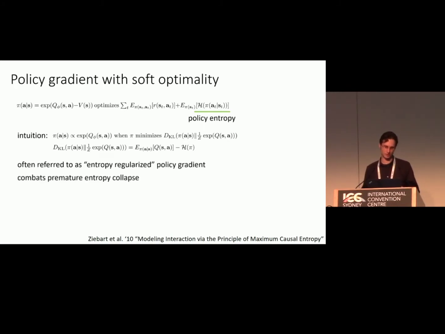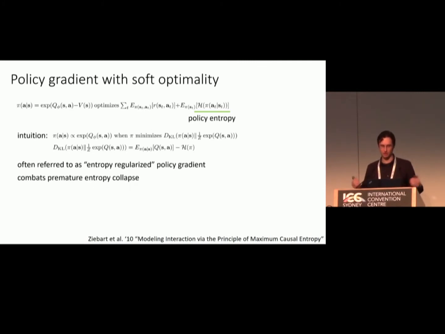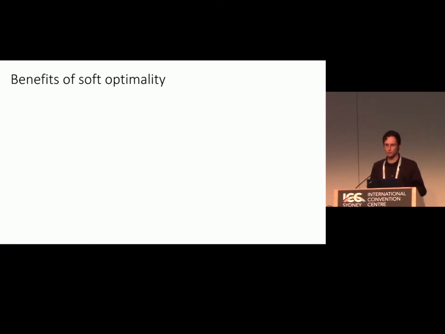So this is often also referred to as entropy regularized policy gradient. Very often it's used to combat this kind of premature entropy collapse problem, where your policy will become more and more deterministic very quickly and as a result lose its ability to explore. This often happens, for example, if you have a reward function that penalizes taking large actions in continuous control. It's very tempting for the policy to just reduce its variance and stop exploring, and this entropy regularization tends to combat that. And it turns out that it's very closely related to soft Q learning as analyzed in these two papers.